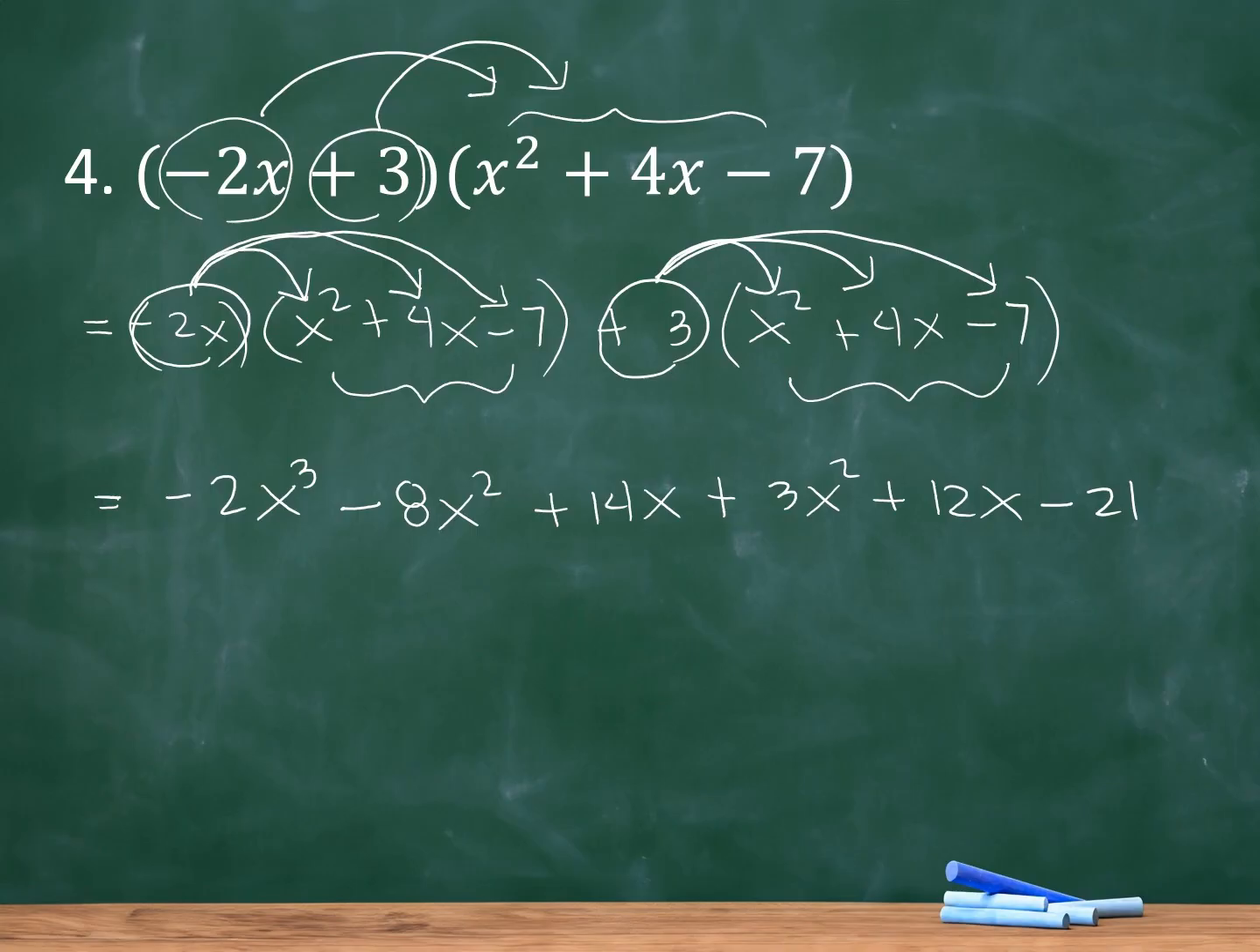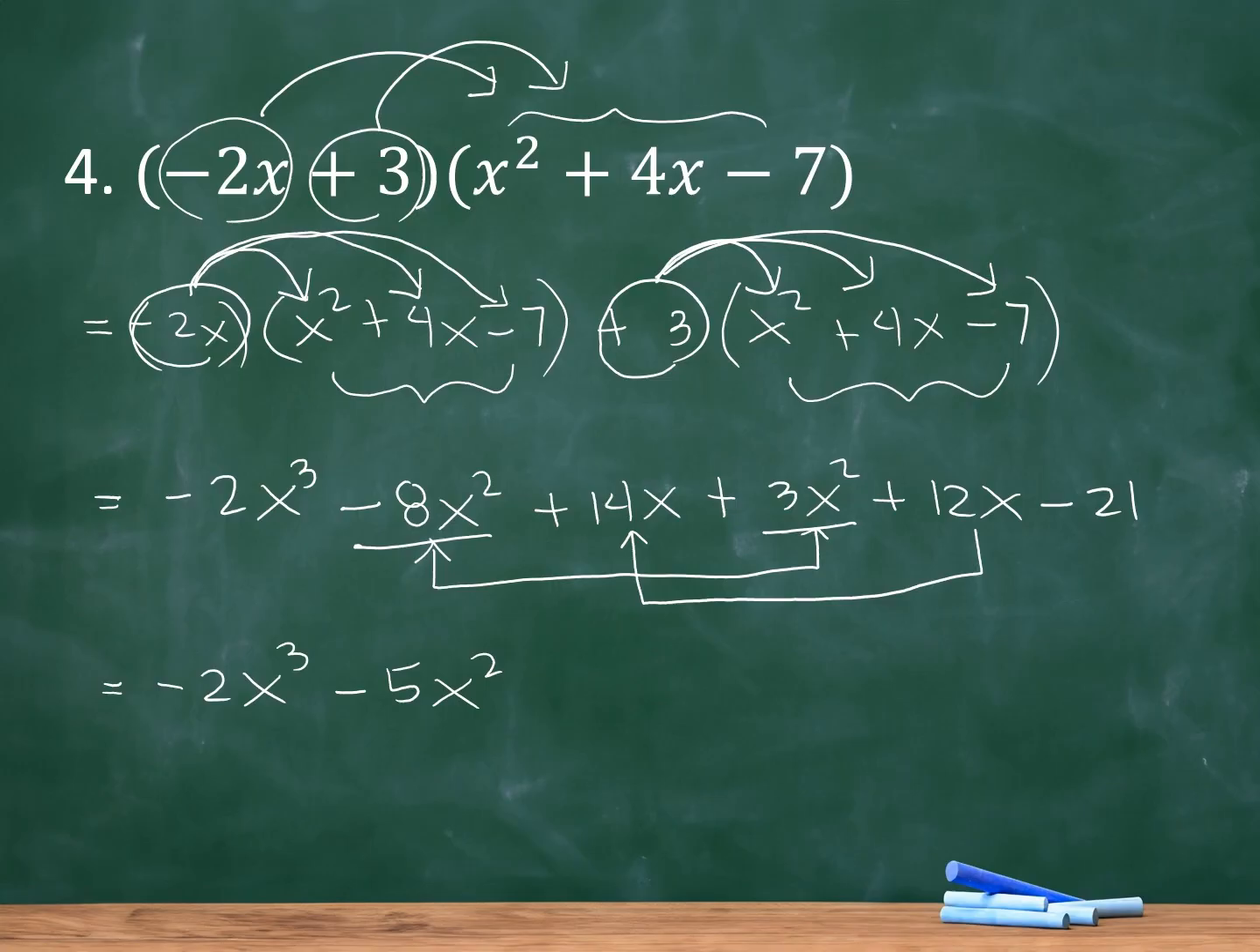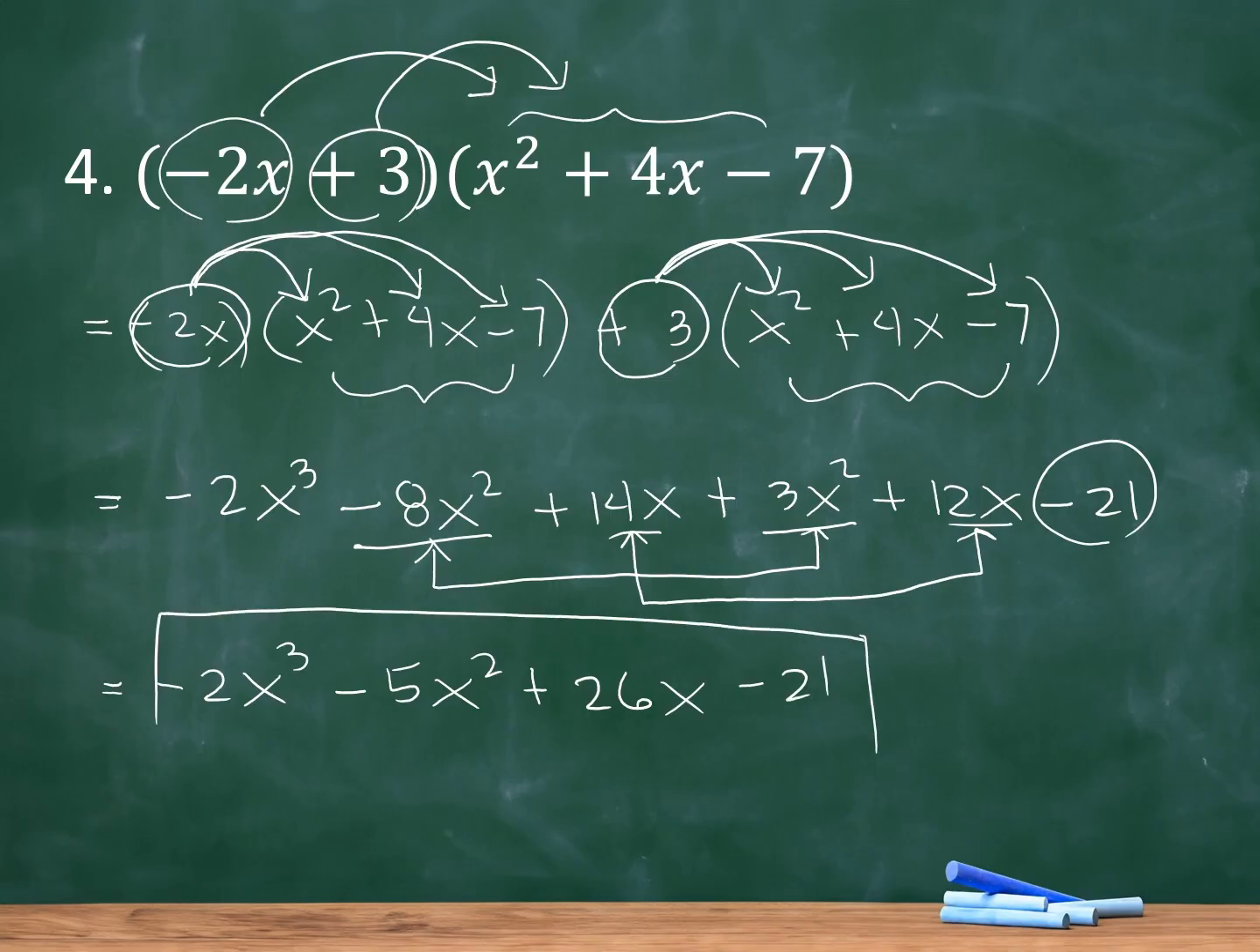So now we will simplify by combining similar terms. Combine negative 8x squared to 3x squared. So you copy first negative 2x cubed, and then negative 8x squared plus 3x squared, it's going to be negative 5x squared. And then also combine 14x and 12x. So 14x plus 12x, it's going to be positive 26x. And then just copy minus 21. This will be our final answer.